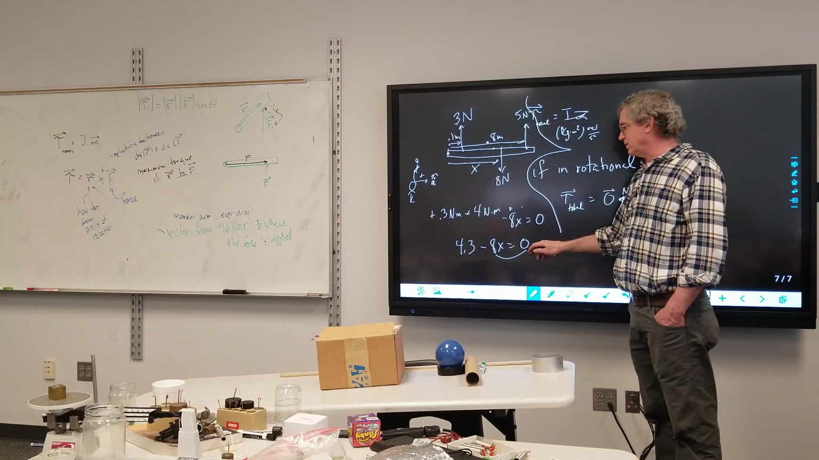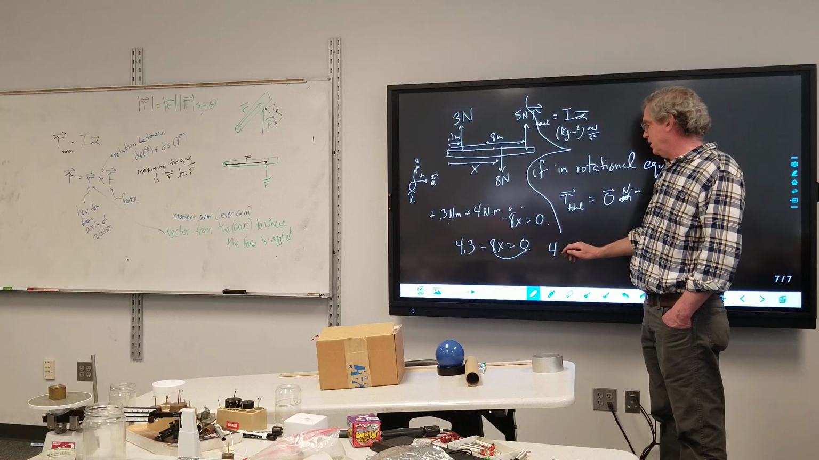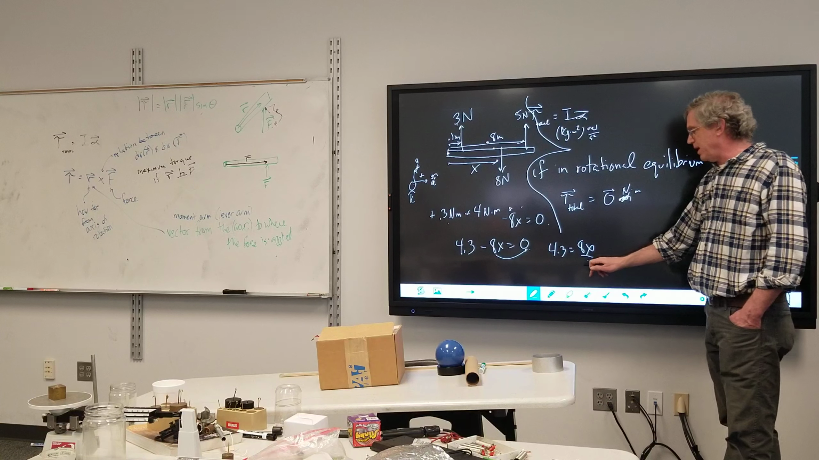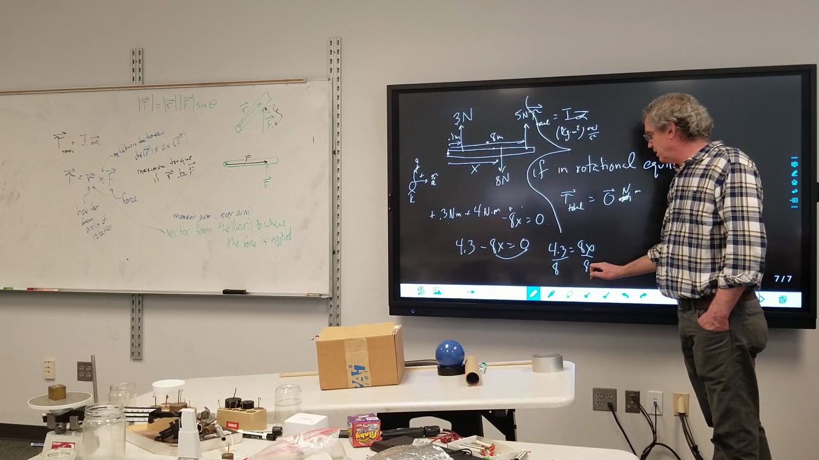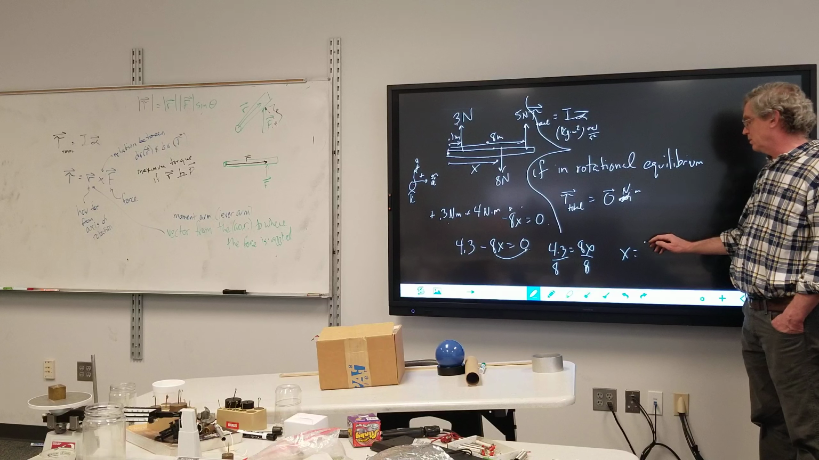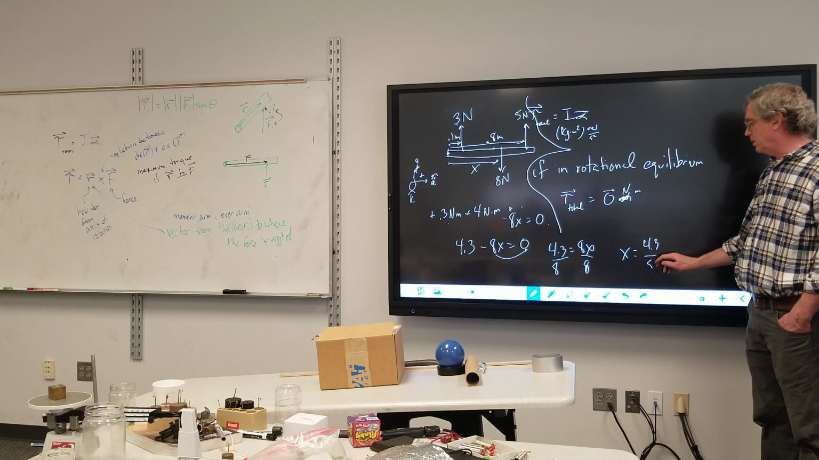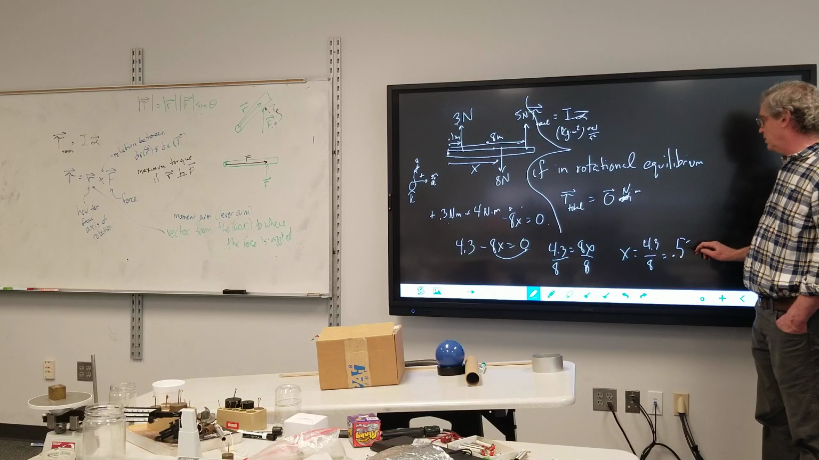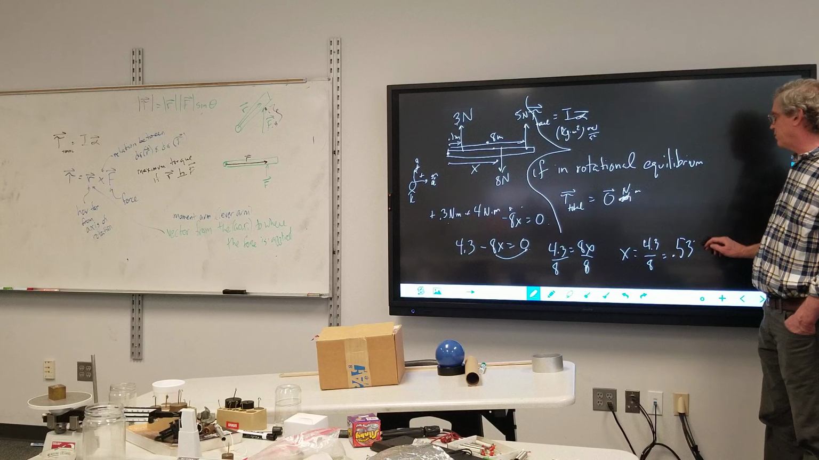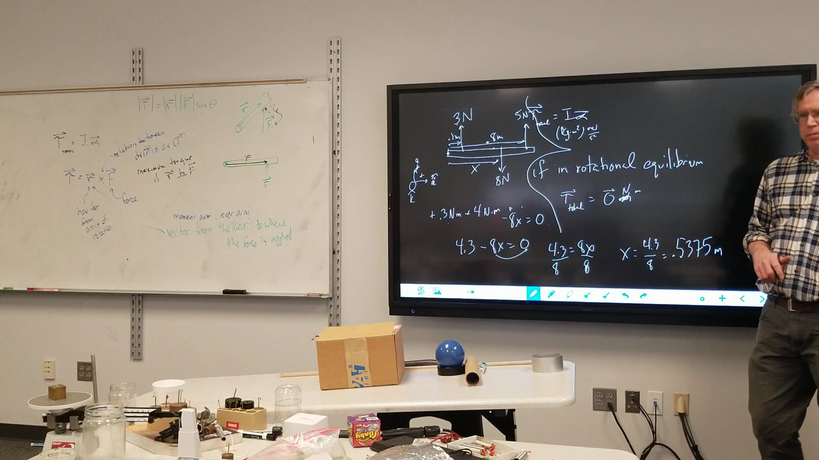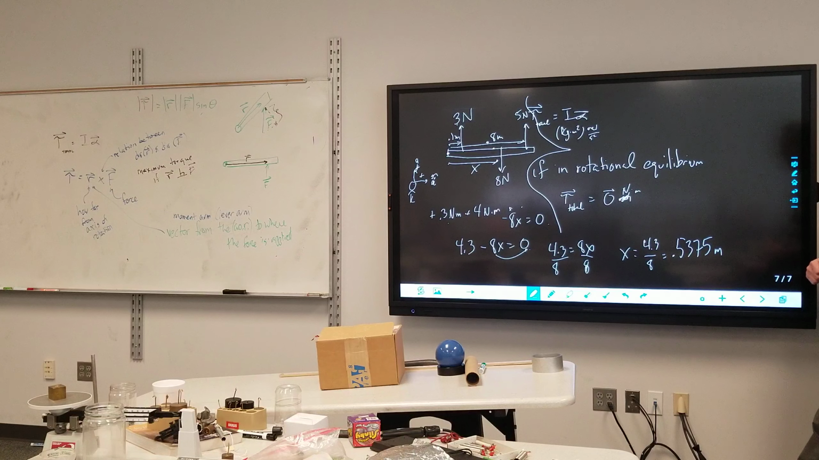Let me get this over to this side by undoing it. So we add: 4.3 is equal to 8x. I'm trying to solve for x, so let's get rid of the 8. X is whatever 4.3 over 8 is, which is 0.5375. So that's where that has to be in rotational equilibrium. A little over halfway down the meter stick.